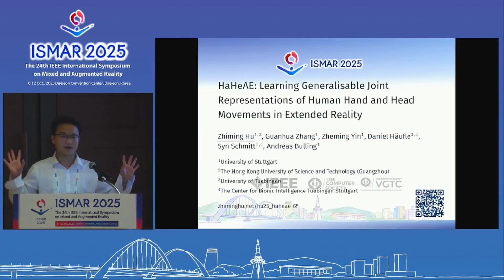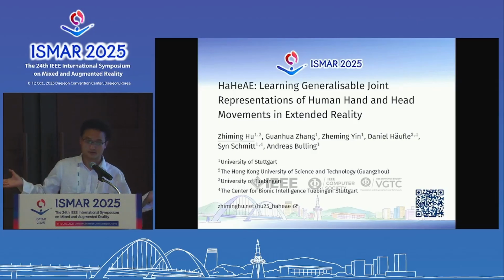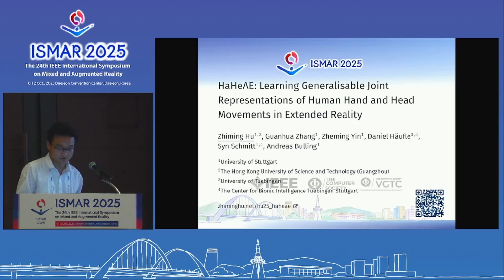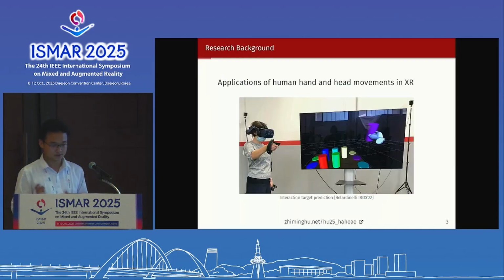Hello everyone. I am Zhimin from the Hong Kong University of Science and Technology and the University of Stuttgart. My paper is called HaHeAE: Learning Generalized Joint Representations of Human Hand and Head Movements in Extended Reality. Here is the outline of my presentation. I would like to go through the research background, related work, method, results, use cases, discussion, and conclusion. So let's start with the research background.